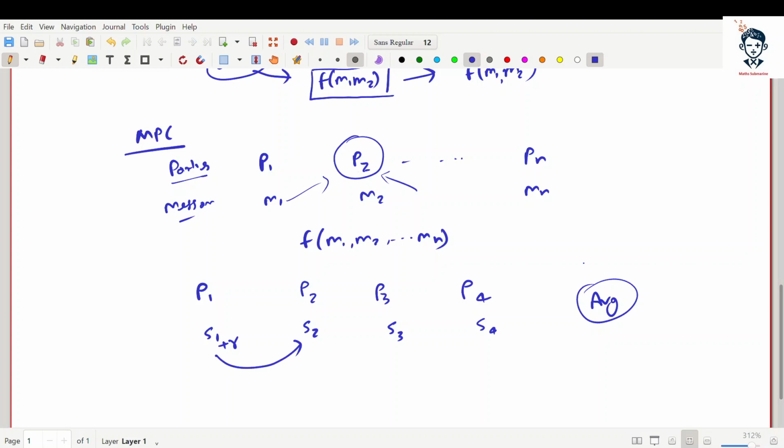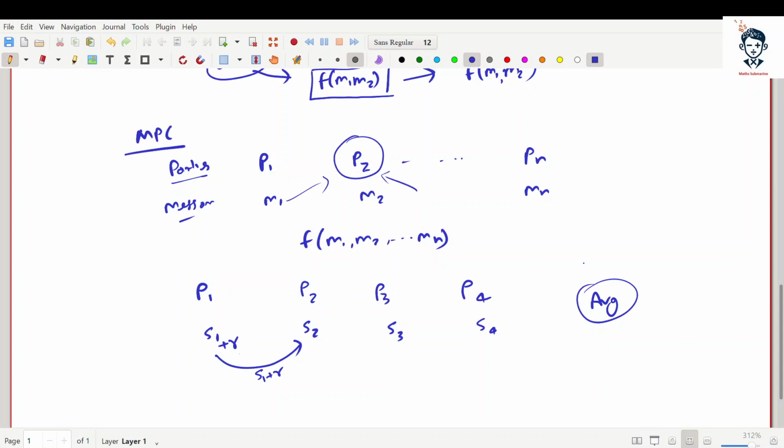Now if I am sending S1 plus R to this guy, can he get to know anything about my S1, my salary? No, because this R is randomly chosen by me, and that's what I know. This is similar to a one-time pad. So I am going to use this R only once.